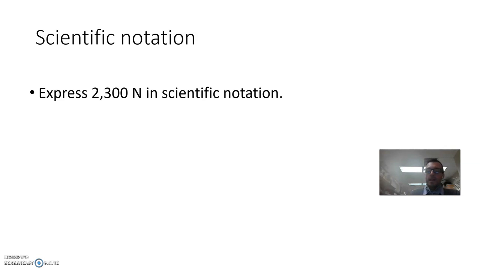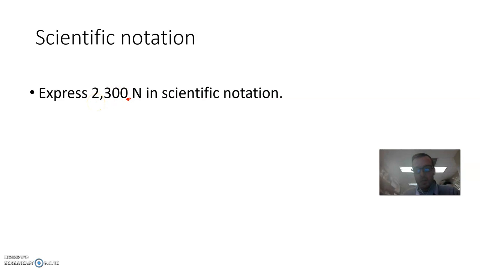All right. So if we take the number 2,300 and we want to write it in scientific notation, this number has the implied position of the decimal all the way to the right, as all numbers do. If you're not sure where the decimal is, it's all the way on the right side. And so there it is.